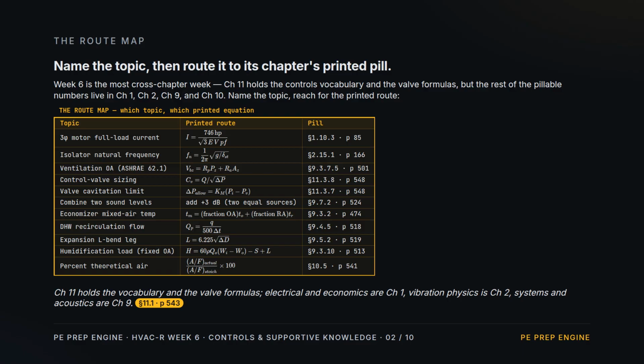The route map. Week 6 is the most cross-chapter week, so name the topic first. That alone picks the chapter and the equation. A DHW recirculation question routes to the pump capacity formula in the piping section, an isolator to the natural frequency relation, a ventilation rate to the breathing zone formula, a control valve to its flow coefficient, then a separate cavitation check, and the concept traps, combining sound levels, mixed air temperature, percent theoretical air, each have a printed home too.